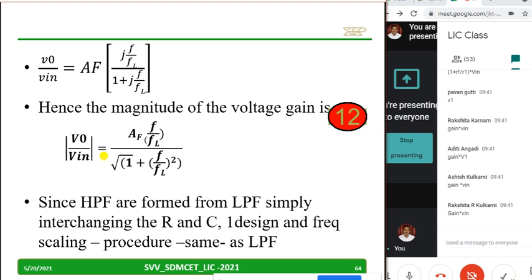Since high pass filters are formed from the low pass filter by simply interchanging R and C, the design and frequency scaling, all the procedure whatever I have discussed for the low pass filter applies also for a high pass filter. I hope most of you have copied. Let me go to the next.